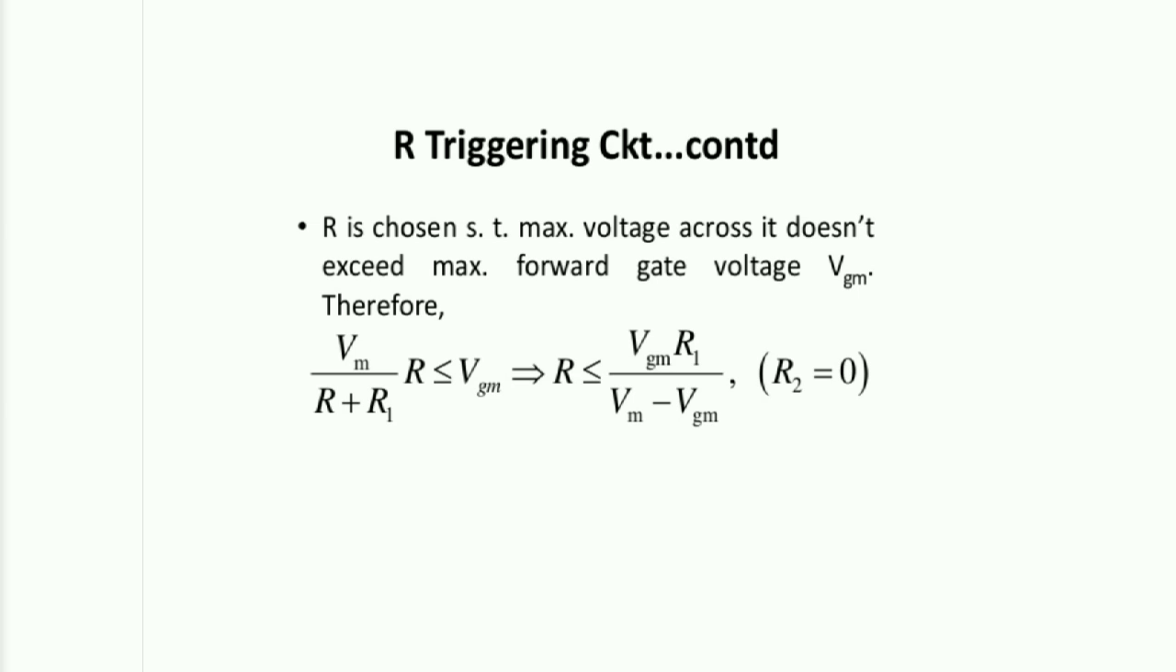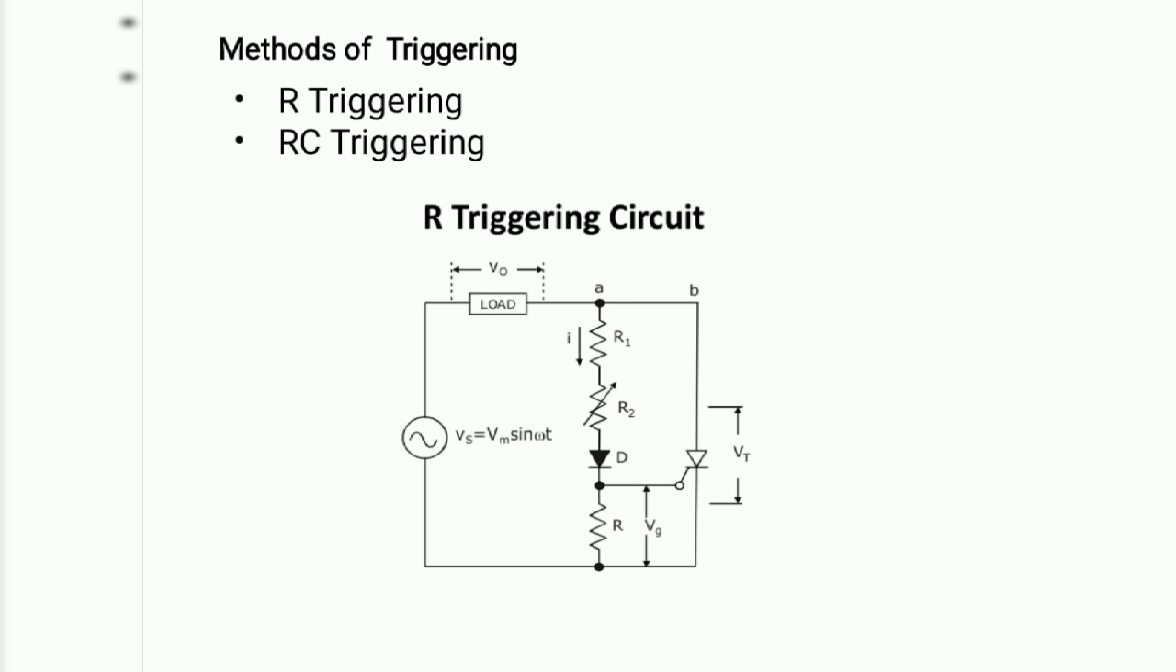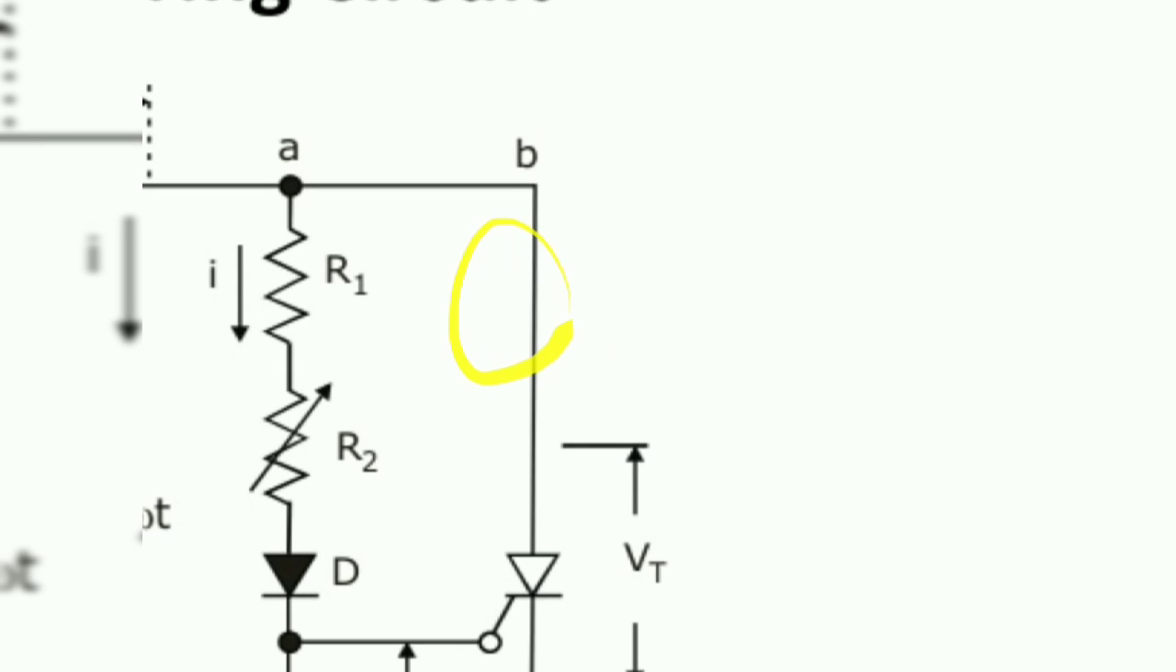So here I am going to calculate the current limiting resistance R, which is less than or equal to VGM into R1 divided by Vm minus VGM. Here I consider the R2 value equal to 0, meaning the variable resistance value is 0. In this way you control the output voltage of the SCR. When R equals 0, some amount of current flows, the SCR starts triggering, and the maximum amount of voltage will be across the load resistance.